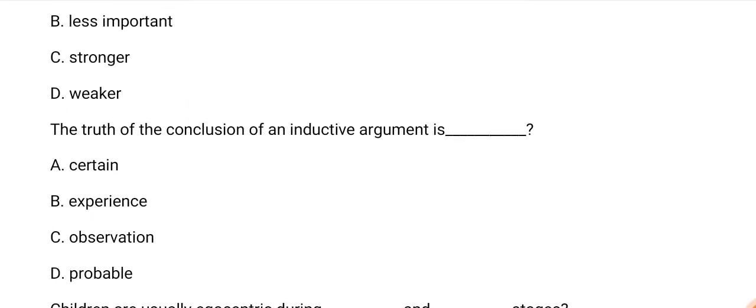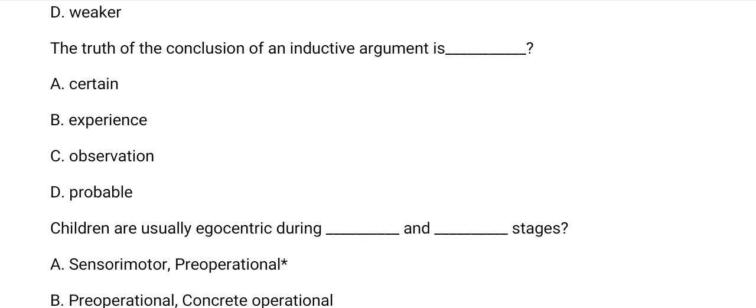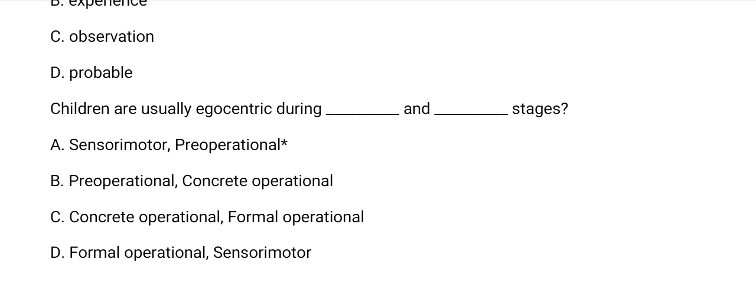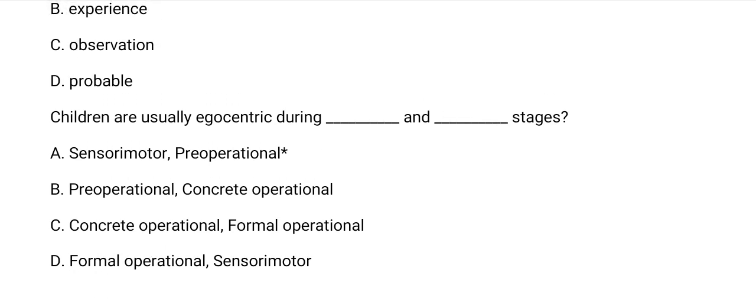Next question. The truth of the conclusion of an inductive argument is dash question mark. Its answer is option D, probable. And the last question of this video. Children are usually egocentric during dash and dash stages. Its answer is option A.